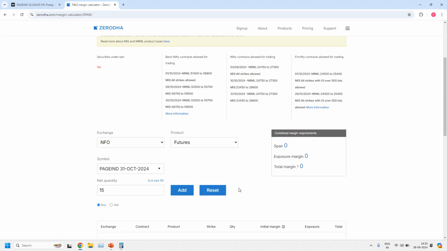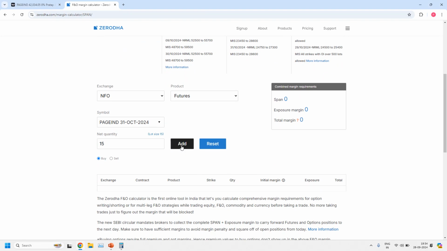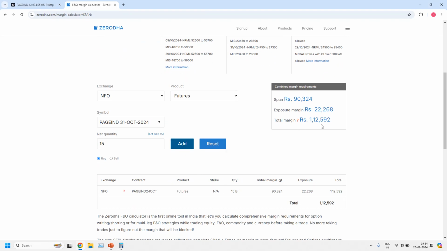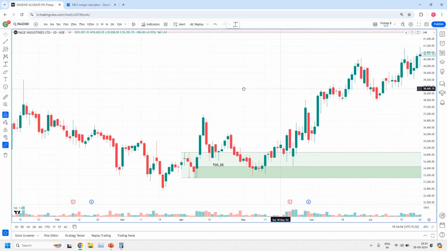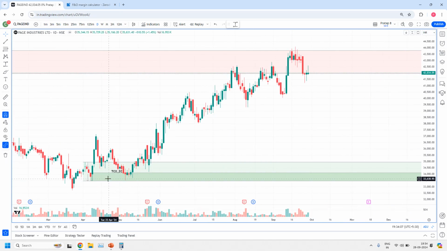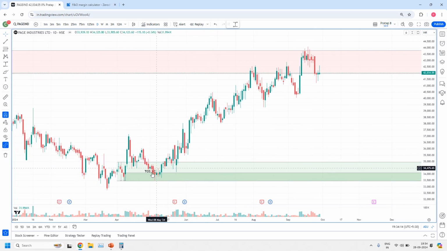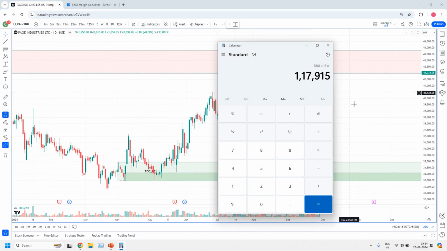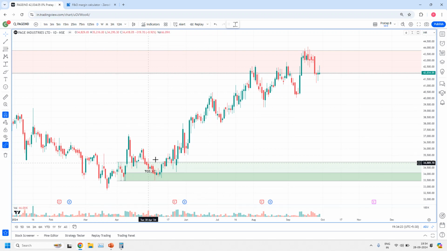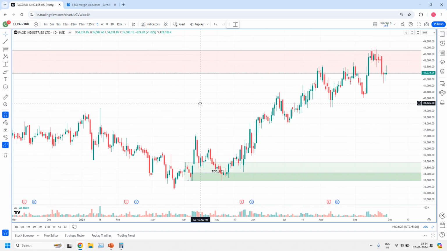At present, what is the futures margin cost of this particular stock? 1,12,000. Maybe at the time you took the trade, it could have been around 90,000 or 95,000, close to 1 lakh. That means within 3 months your money is doubled. And who gave you this profit? TCO, Trend Change Origin, has given this much profit.